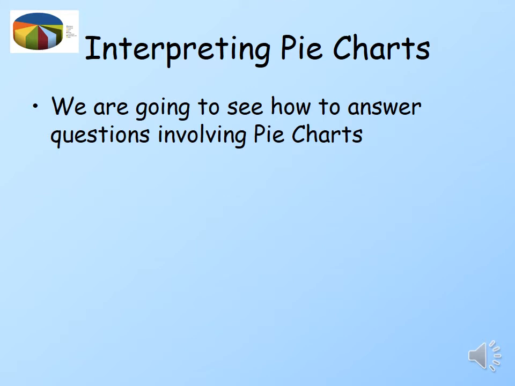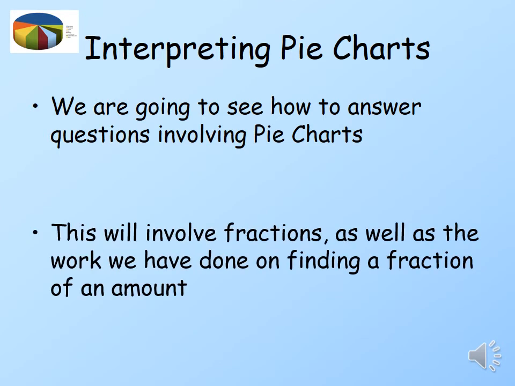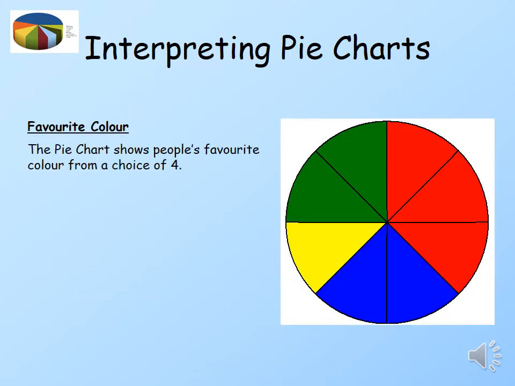So we are going to see how to answer such questions, and it'll involve fractions as well as work that we've done on finding the fraction from a whole amount. Okay, so here we have a pie chart that shows the color from a choice of 4: green, red, blue, or yellow. And these are the sorts of questions you could ask, nice and simple.